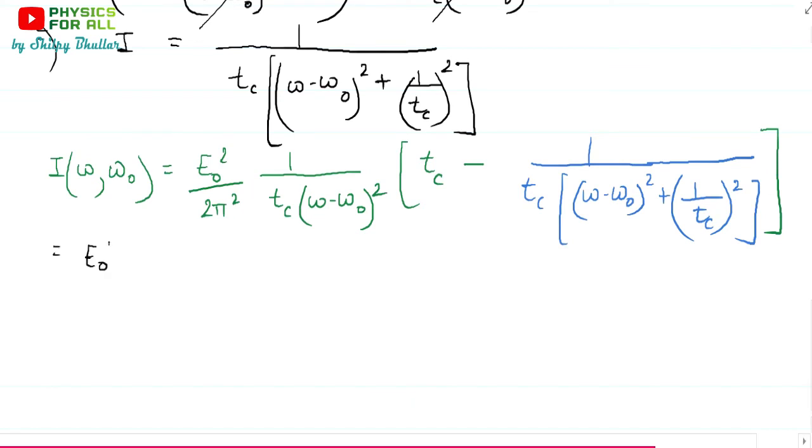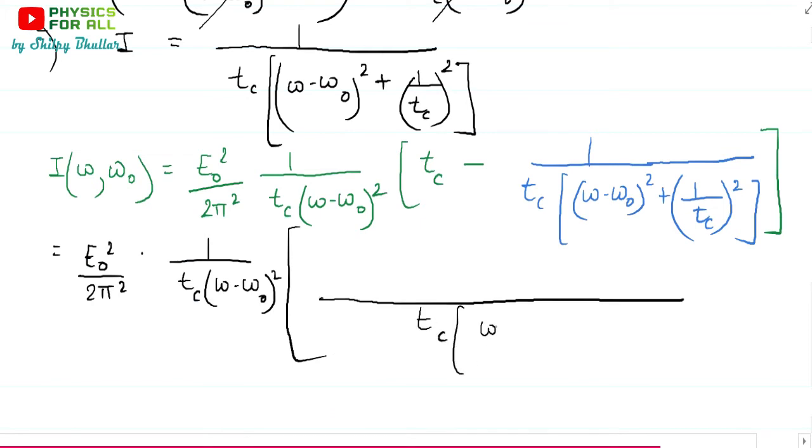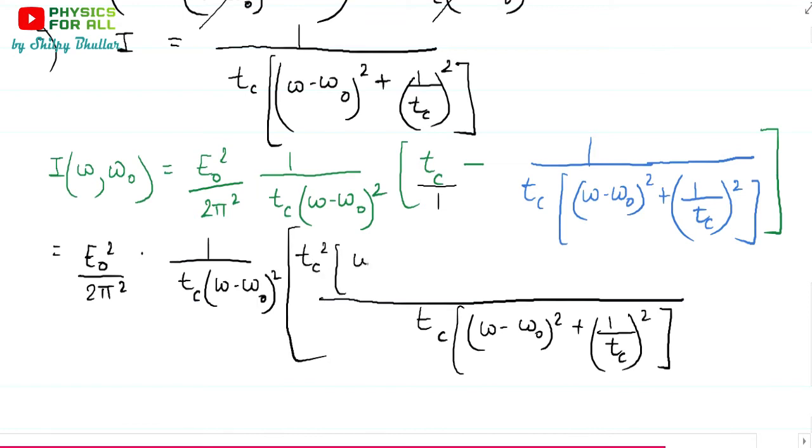So E naught square, 2 pi square, and this is 1 upon Tc (omega minus omega naught) whole square. And now this is Tc, this is (omega minus omega naught) whole square plus 1 by Tc whole square. Now here in the denominator we have 1, so this becomes Tc square (omega minus omega naught) whole square plus 1 by Tc whole square. This term is there, and then minus. This is the same thing, we get 1.